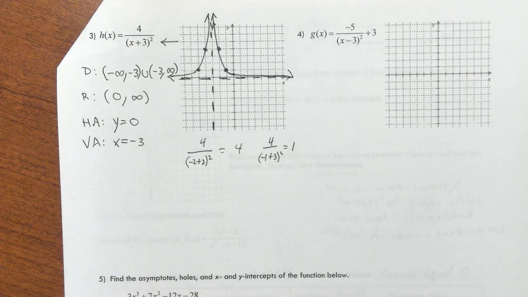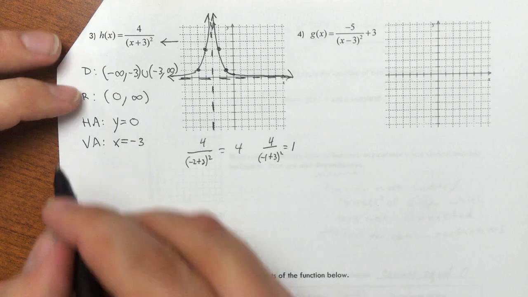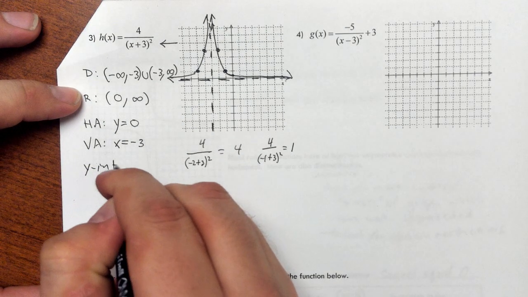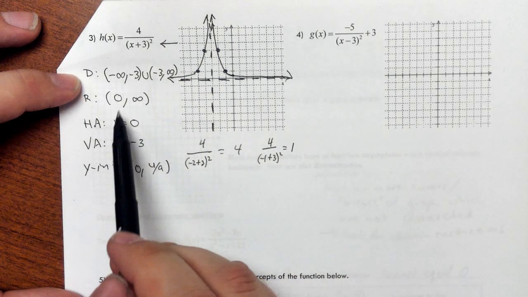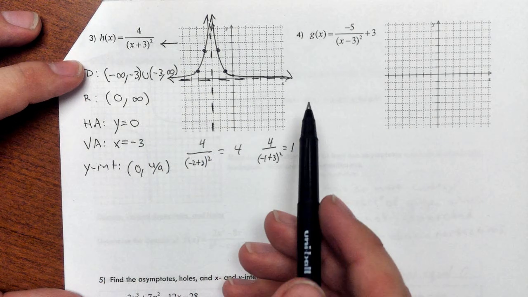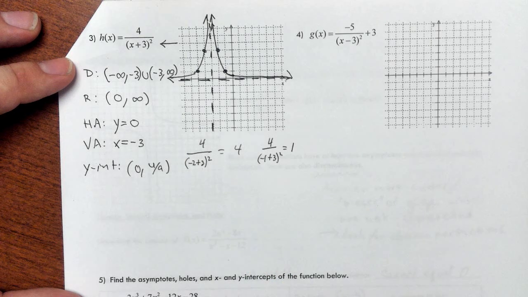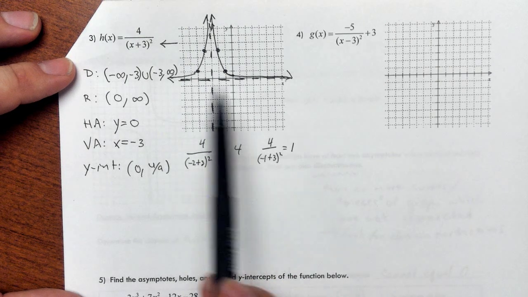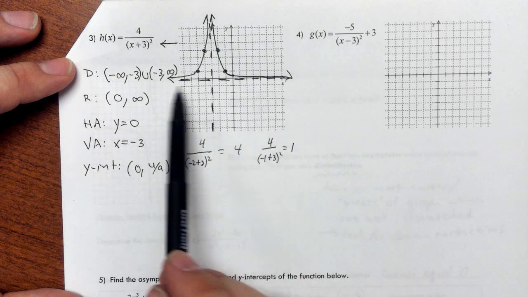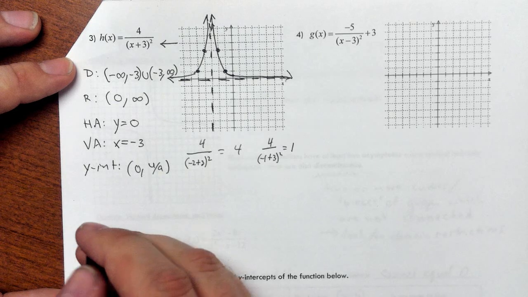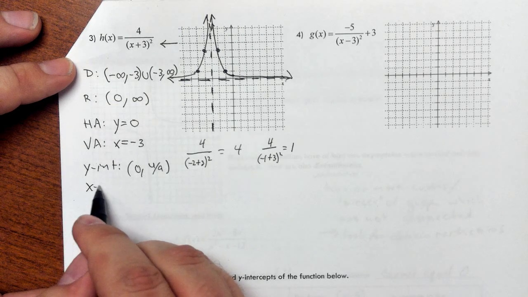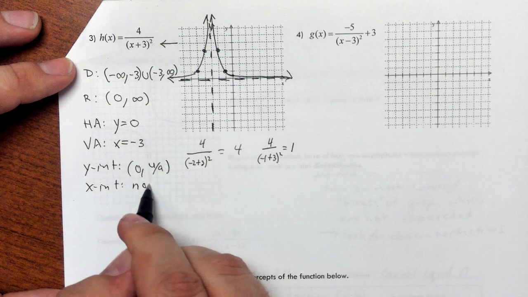Now, of course, I could figure out the y-intercept. I said it a minute ago, it was 0, 4/9. If I wanted to figure out the x-intercept, well, pretty clearly there is no x-intercept, because the x-axis is my asymptote. Now, mind you, a rational function can actually cross its horizontal asymptote somewhere in the middle of the graph. But I can see right here this definitely does not cross the asymptote. And for these parent functions, we can expect that it won't cross the asymptote. So for x-intercept, you can just say none.